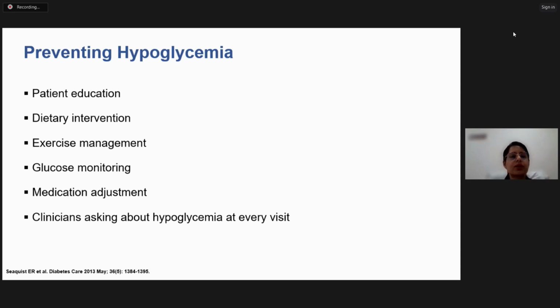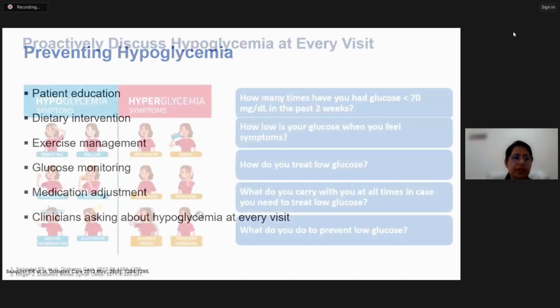First of all, it requires a lot of education to make them aware of the precipitating factors. Then dietary intervention, exercise management, glucose monitoring, and medication adjustment, everything has to be done. And every time the person visits the clinic, clinicians should ask about incidences of hypoglycemia and what steps they take when it occurs.